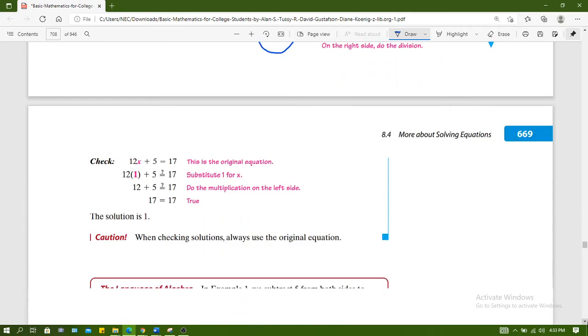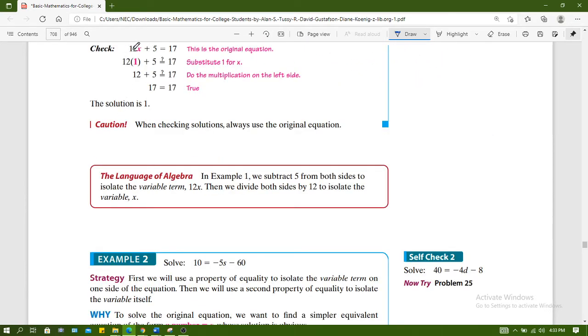Now, the checking is given. 12x plus 5 equals 17. And we substitute 1 for the value of x. That is 12 times 1 plus 5 equals 17. 12 plus 5 equals 17. And 17 is equal to 17.